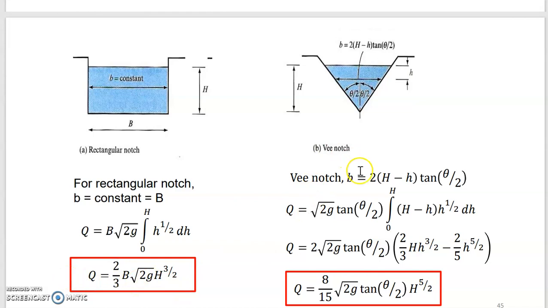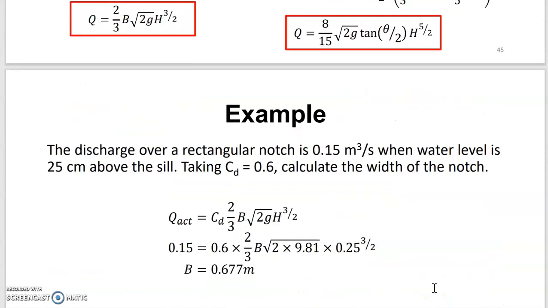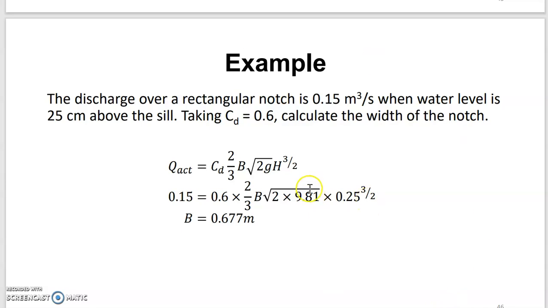However, for the V notch, we have b equal to 2 times (H minus the difference in height) times tan theta over 2, because we have the angle here. And then we can calculate Q equal to 8/15 times the square root of 2g times tan theta over 2 times H to the power of 5/2. Alright, so we will look into this example in the next video.